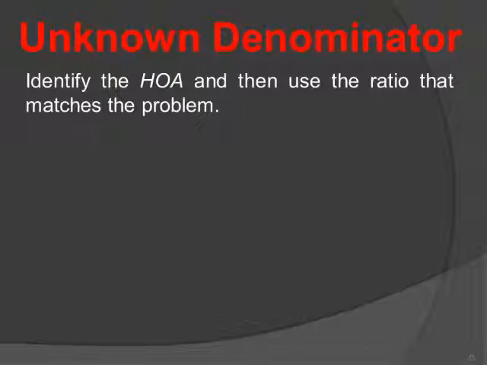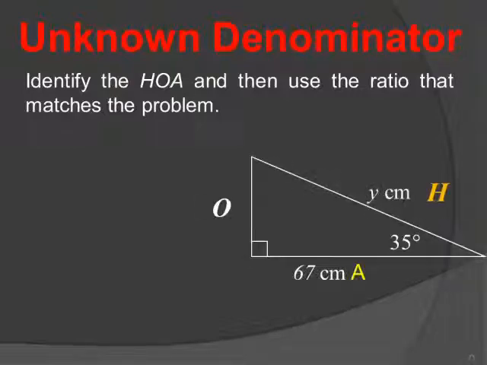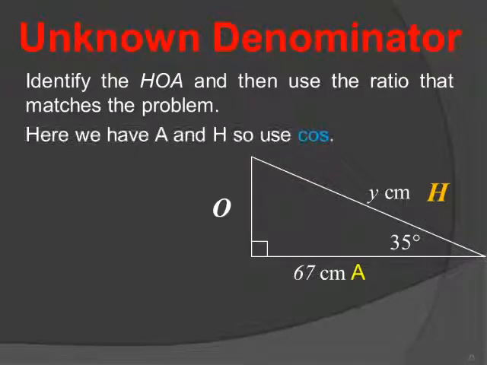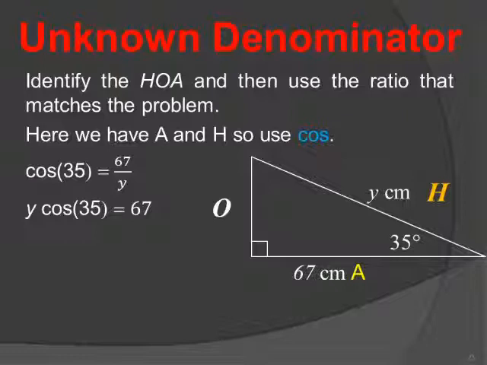As with all of these problems, the first step is to identify the h, the o and the a, and then use the ratio that matches the problem. So here's our problem. In this case, we have an a and an h relative to the angle of 35 degrees. So we have to use cos. So cos of 35 is 67 over y. So multiplying both sides by y, we get y cos 35 is equal to 67. So y is going to be equal to 67 divided by cos 35.